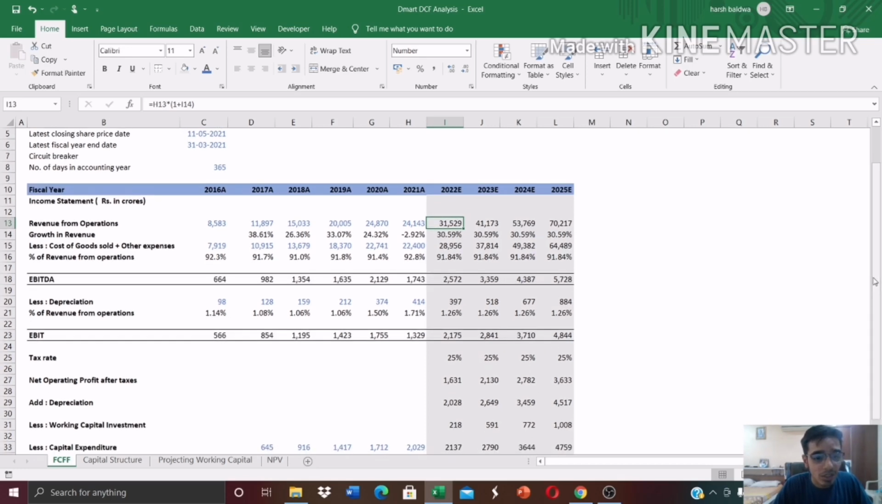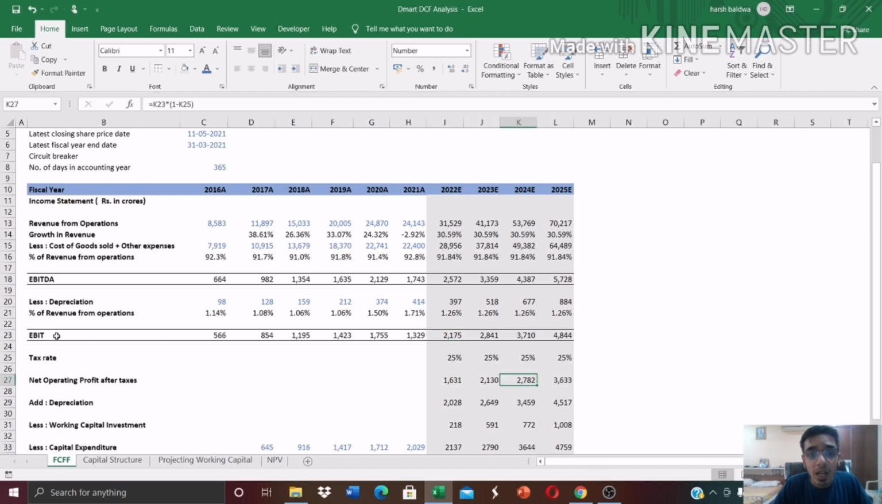Okay, next thing is calculating the net operating profit after taxes. The tax rate has been lowered to around 25%, so we have assumed it to remain the same for the further years. And the EBIT is 2175 less 25% of it, it's 1631, and so on.